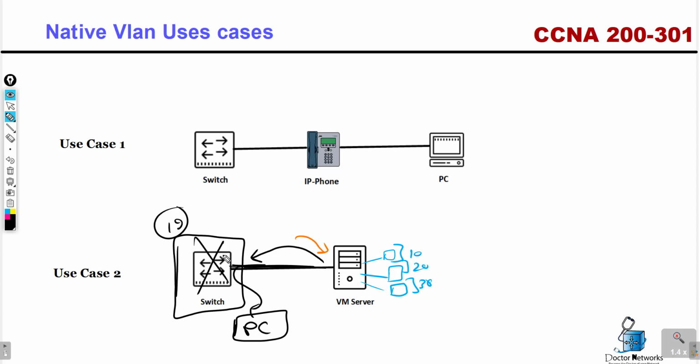So these are some use cases of the native VLAN. Some people don't even know that a native VLAN exists on their trunk ports because it defaults to VLAN 1, so they don't even know it's there. If you don't do anything about it, then it's okay. No problem, no issues at all.